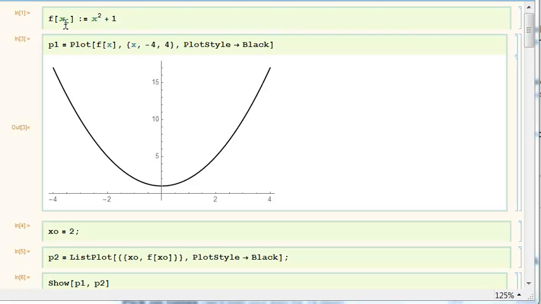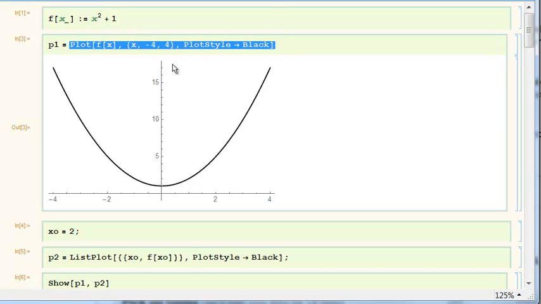So f[x_] := . That's just the basic syntax for defining a function in Mathematica. Here's the plot statement for that function. We're going to plot f of x from -4 to 4 in black. This p1 equals in the front of that is naming or saving the plot to a variable so we can display the plot by expressing p1.